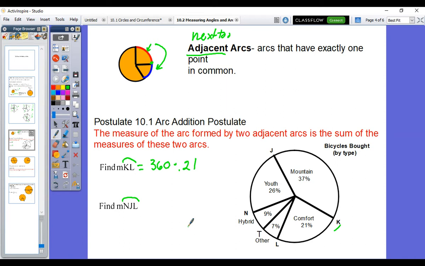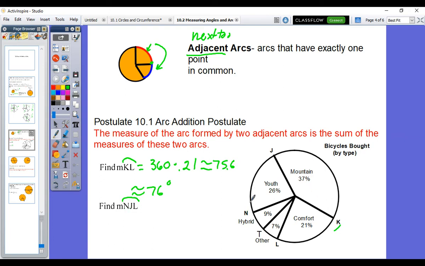So get out your calculators, y'all. We're going to take 360 degrees, because that's a full circle, that's 100%, times 0.21. That gives you 75.6. So we can round that up to roughly 76 degrees. About 76 degrees. Next one is NJL.